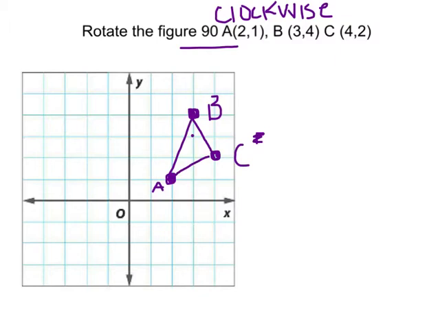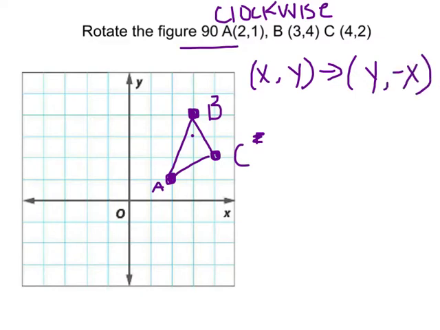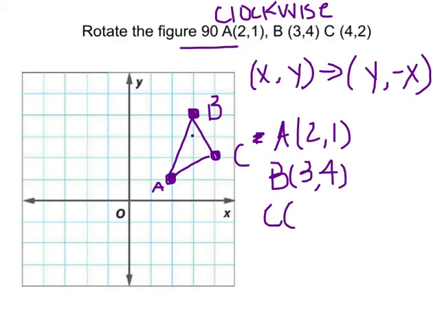And we're going to go 90 degrees clockwise. So what we learned, it's going to go x, comma, y. And then we switch the x and the y numbers, and the x number is multiplied by -1. So we have A at 2, 1, B at 3, 4, and C at 4, 2.